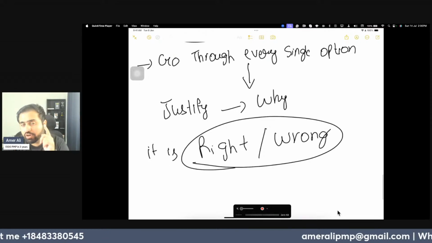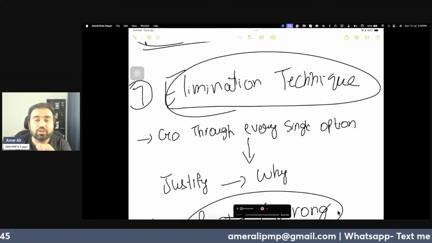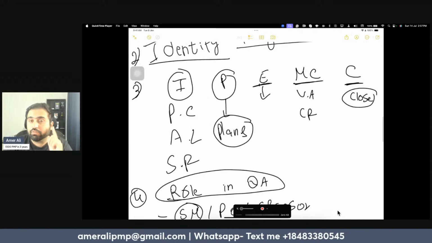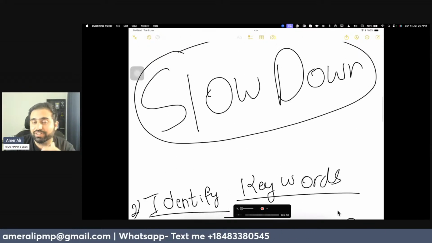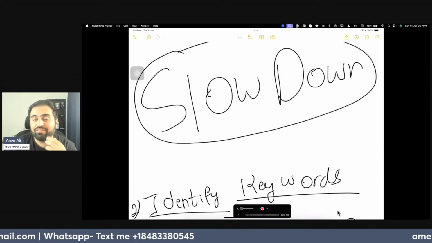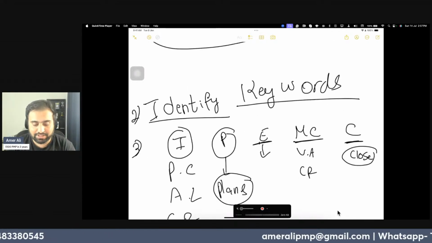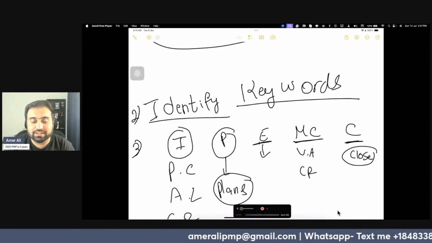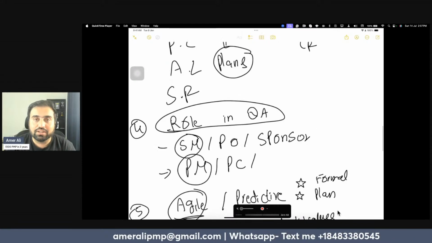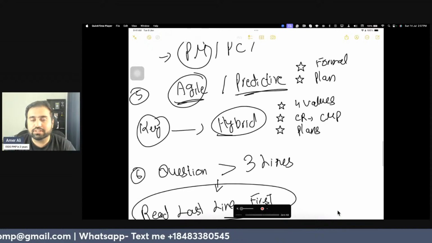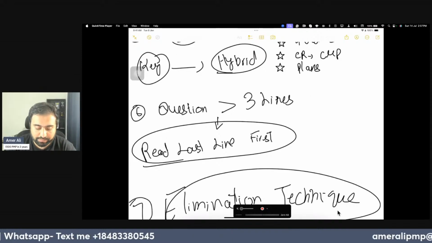Of course, in order to do the elimination technique, in order to do this 7th step, you need to follow step number 1. If you are not slowed down, you cannot do that. If you don't identify keywords, you cannot eliminate options. You need to know where you stand. You need to know your role. You need to know which life cycle you are in. And of course, you need to read the question slowly.